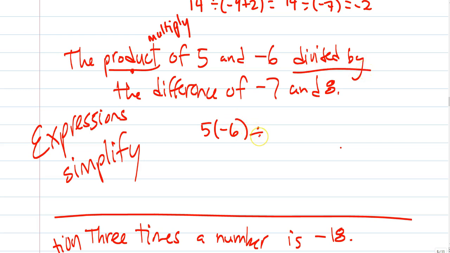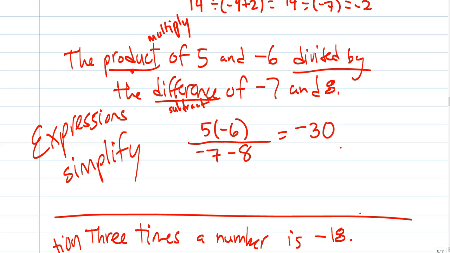Do I want to do this one? I think it's easier to do divided by. The difference of, difference means what? We got to know that means to subtract. So negative 7 and 8 means negative 7 minus 8. This mixes our rules. We need to remember our rules. 5 times negative 6, a positive times a negative is negative. 5 times 6 is 30. Negative 7 minus 8. I can do that and get negative 15.